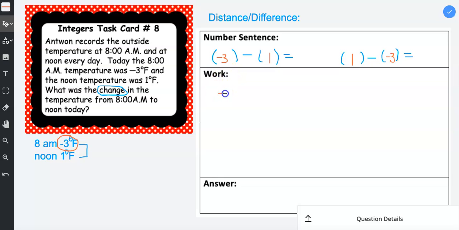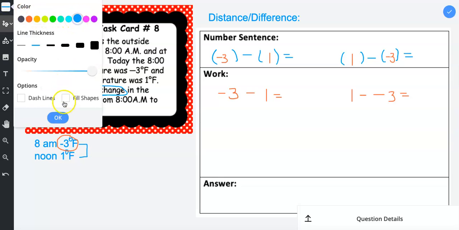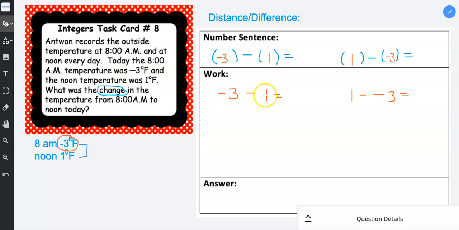And then from here, I'm just going to write these two number sentences again because in the section where I show my work, I'm going to actually change these to addition. So let me grab another color again. Subtracting 1 is the same as adding a -1.